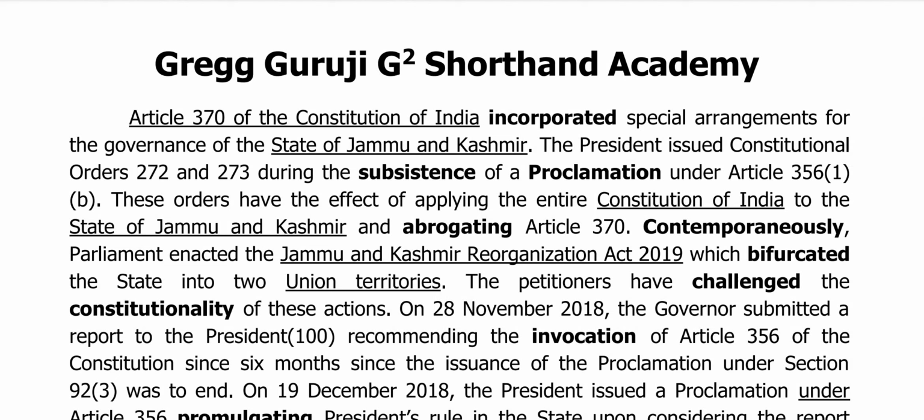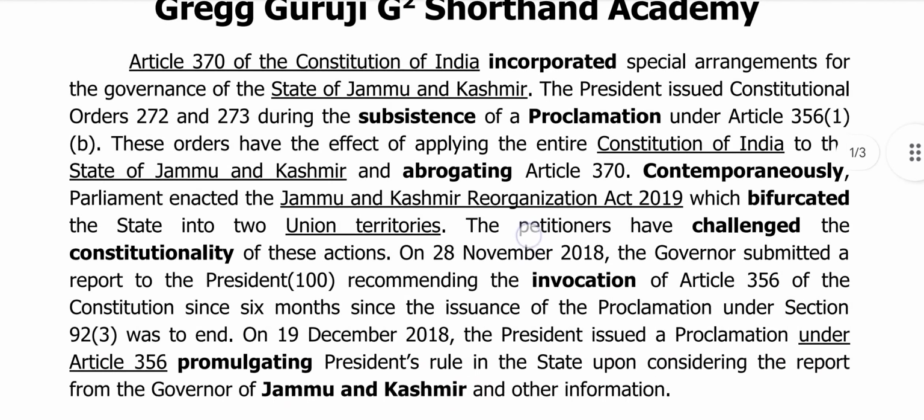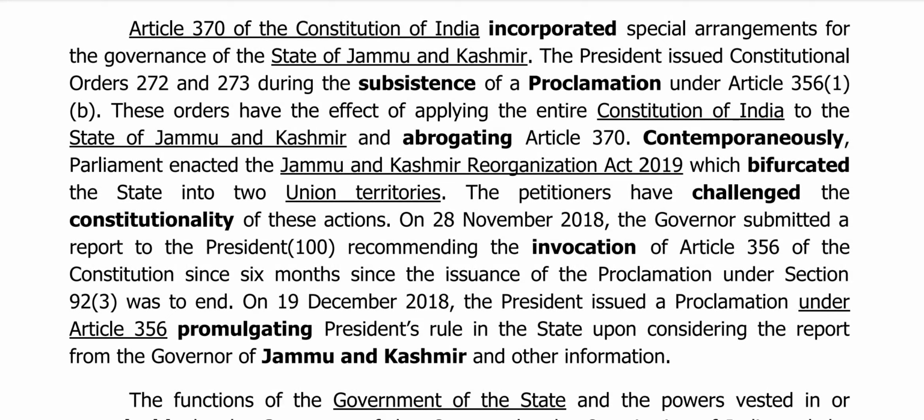Start. Article 370 of the Constitution of India incorporated special arrangements for the governance of the state of Jammu and Kashmir. The President issued Constitutional Orders 272 and 273 during the subsistence of a proclamation under Article 356(1)(b). These orders have the effect of applying the entire Constitution of India to the state of Jammu and Kashmir and abrogating Article 370. Contemporaneously, Parliament enacted the Jammu and Kashmir Reorganisation Act 2019, which bifurcated the state into two union territories. The petitioners have challenged the constitutionality of these actions.